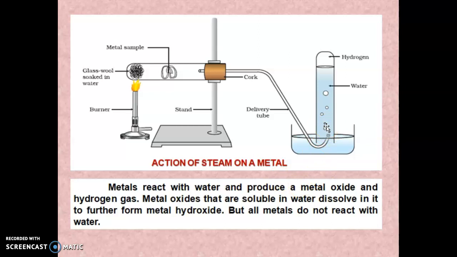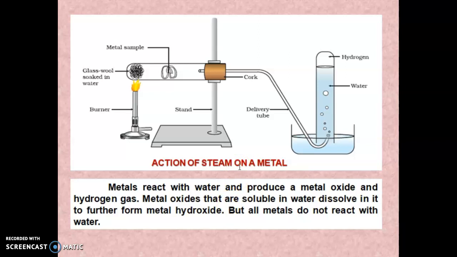When a metal reacts with water, it forms hydrogen gas. The metal reacts with the water to produce a metal oxide and hydrogen gas. The metal oxides that are soluble in water dissolve in it to form a metal hydroxide. But not all metals react with water. So this is the apparatus for the action of steam on the metal.